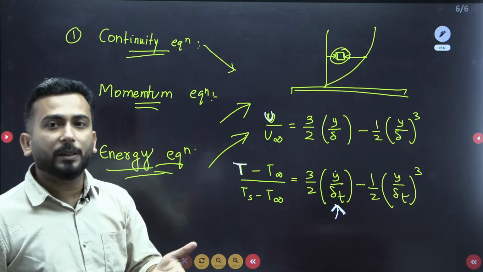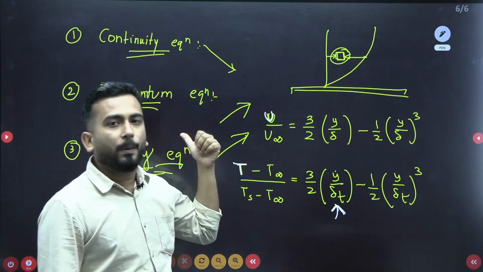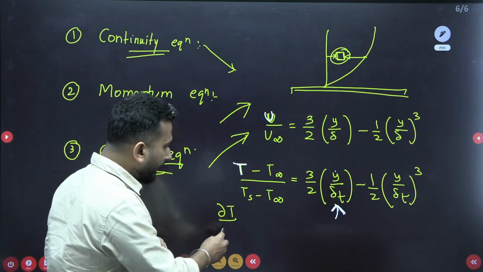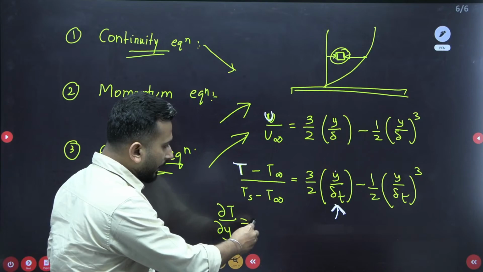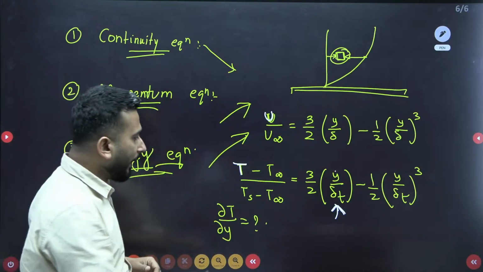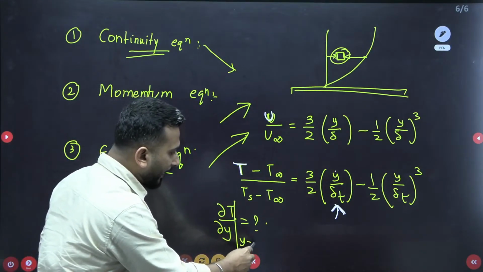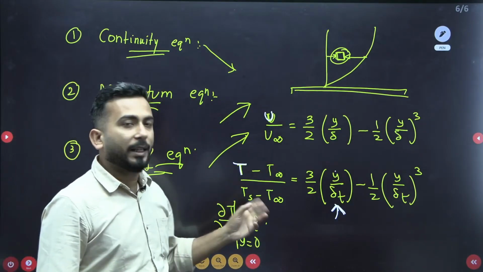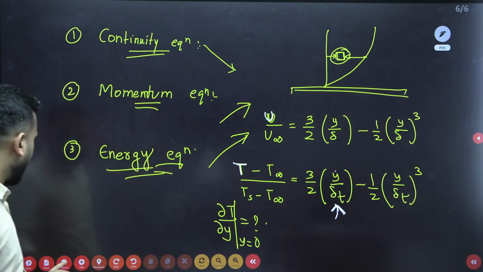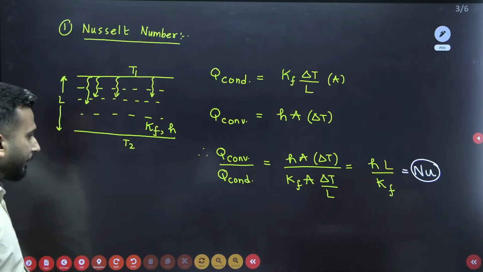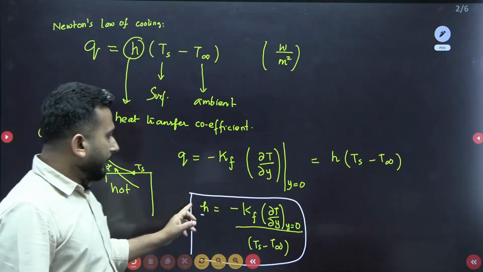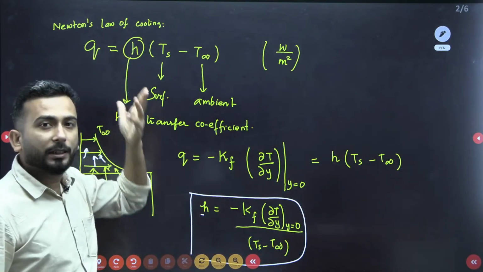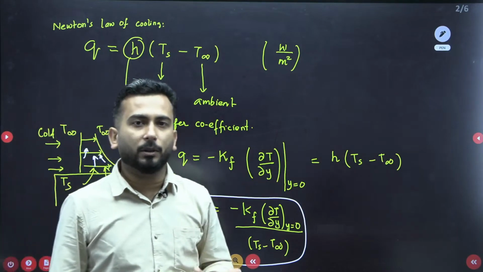Sir, what is the benefit? Benefit is that now I can very easily find what is dT by dy. I can find the value of the slope at any y, for example at y equal to 0 or any y. If I find the slope, I will be able to get this h value. Once I know the h value, you get to know the heat transfer, the heat flux, and that is what your objective is.